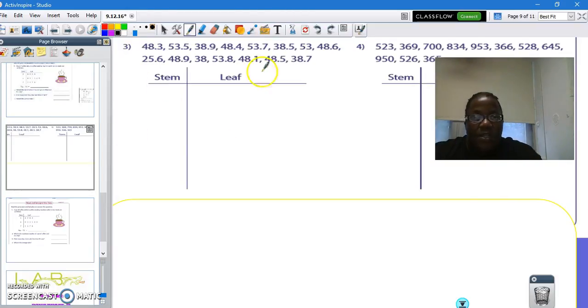My lowest decimal in here, I'm going to speed right through this. It should be a 25. Yeah, 25.6. Oh, I've got to make that smaller. That's what happens when people mess with my pens. Okay, so I have 25.6. That takes care of that one.